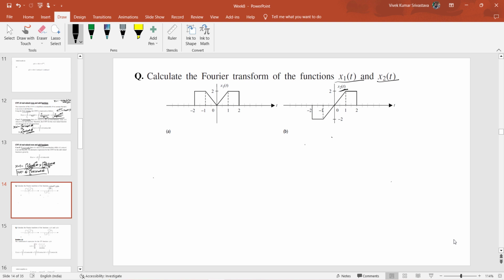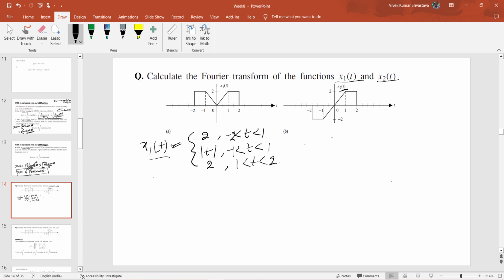So for finding out the Fourier transform of x1(t), let me write this x1(t) in mathematical form. x1(t) is equal to 2 when t varies from -2 to -1, then |t| when t varies from -1 to 1, and 2 when t varies from 1 to 2. Okay, so this is the mathematical form of x1(t).